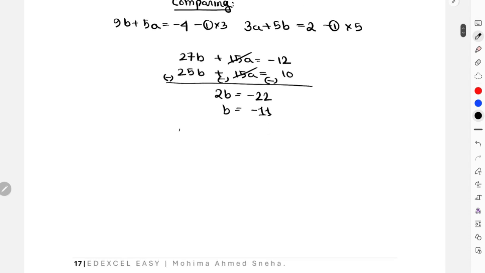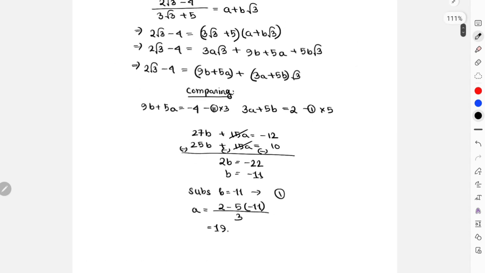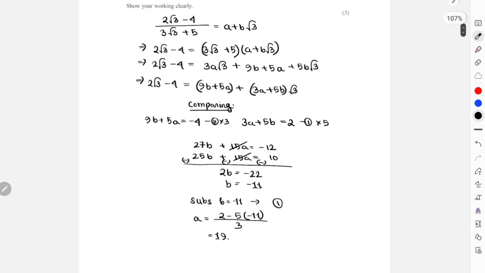If the value for b is negative 11, we'll substitute the value for b into any of the equations. I'll substitute into equation 1. So if you substitute that into equation 1, the value for a turns out to be 2 minus 5 times negative 11, divided by 3. Right, over here I substituted the value. So 2 minus 5 times negative 11 divided by 3, this is 19. So the value for a turns out to be 19. These are the integer values. So we are done with yet another question, so we'll move on.